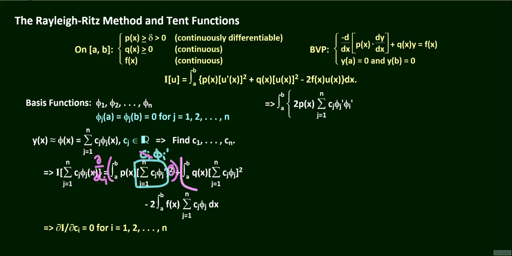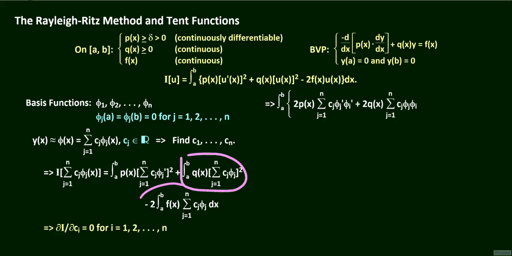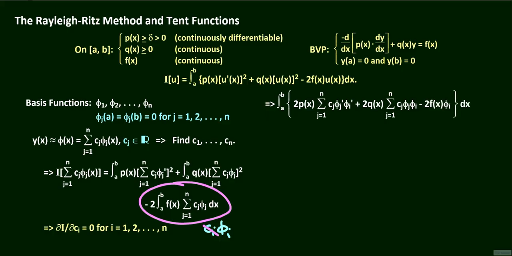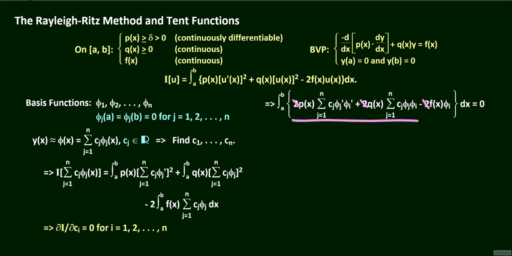Similarly, differentiating the second integral with respect to c sub i, we get this term. The third integral term gives us minus 2 times the integral of f times the derivative with respect to c sub i of c sub i times phi sub i, leaving us with minus 2 times f of x times phi sub i of x, with all the other terms in the summation vanishing upon differentiation with respect to c sub i, since they do not depend on c sub i. We cancel out 2 and factor c sub j from these two summations and move the integral of f times phi sub i to the other side to get this equation.